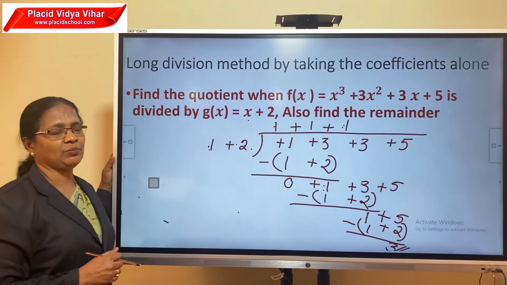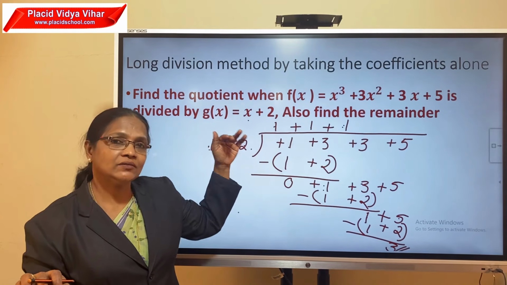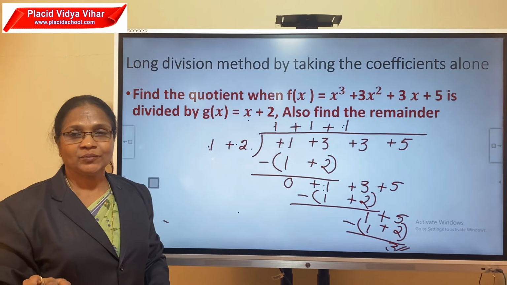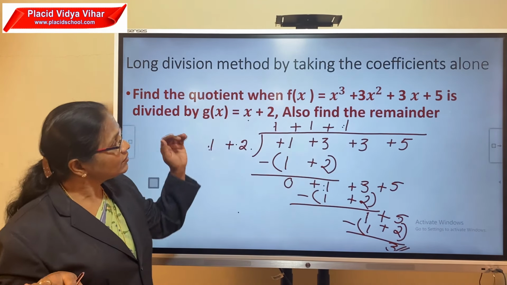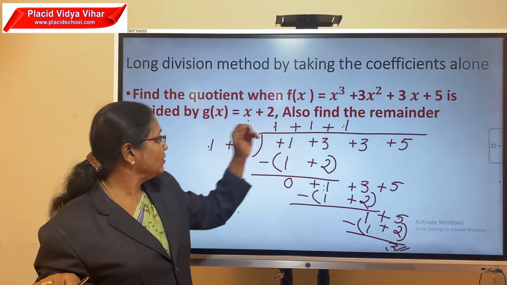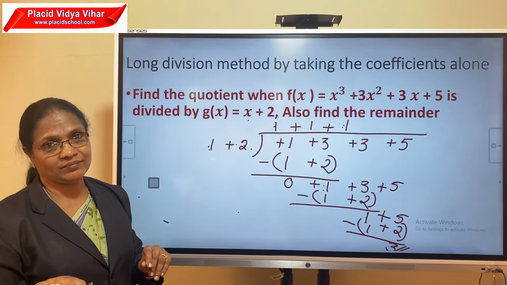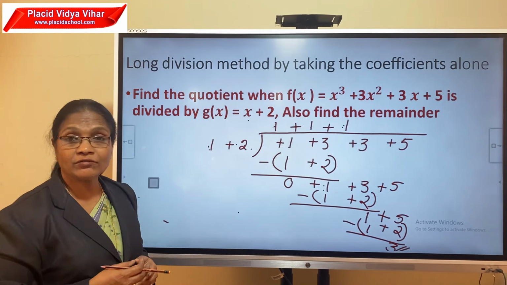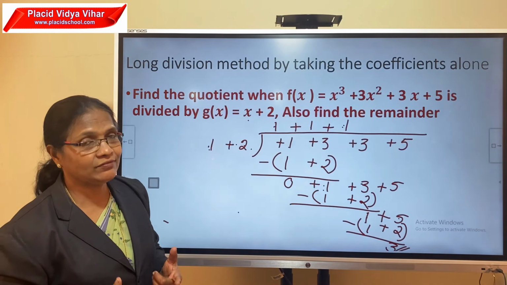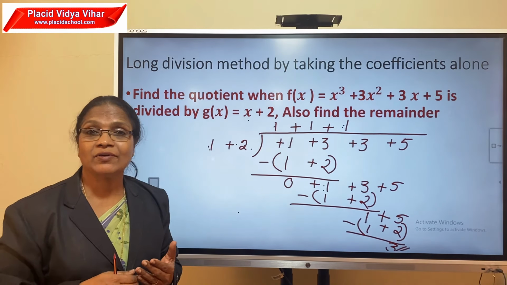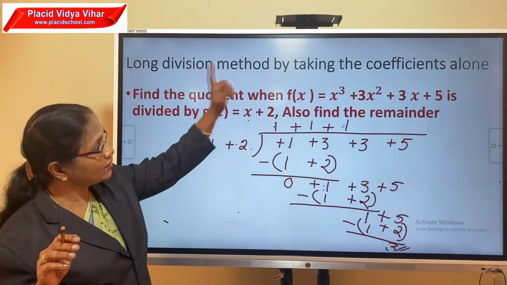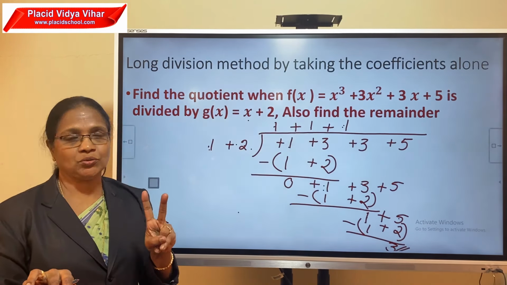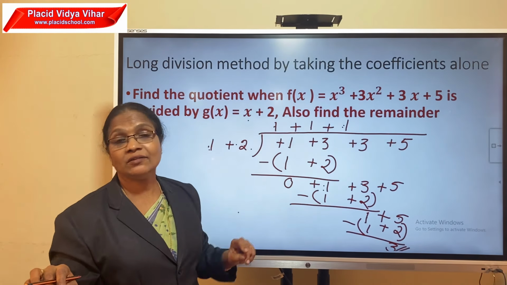Now the problem with the variable part. We got the coefficients of the quotient as 1 plus 1 plus 1. But the variable part we have to think and write. Here the degree of the dividend is 3 and the degree of the divisor is 1. To get the degree of the quotient, we have to subtract the degree of the divisor from the degree of the dividend. 3 minus 1 is 2. Therefore, the degree of the quotient is 2.